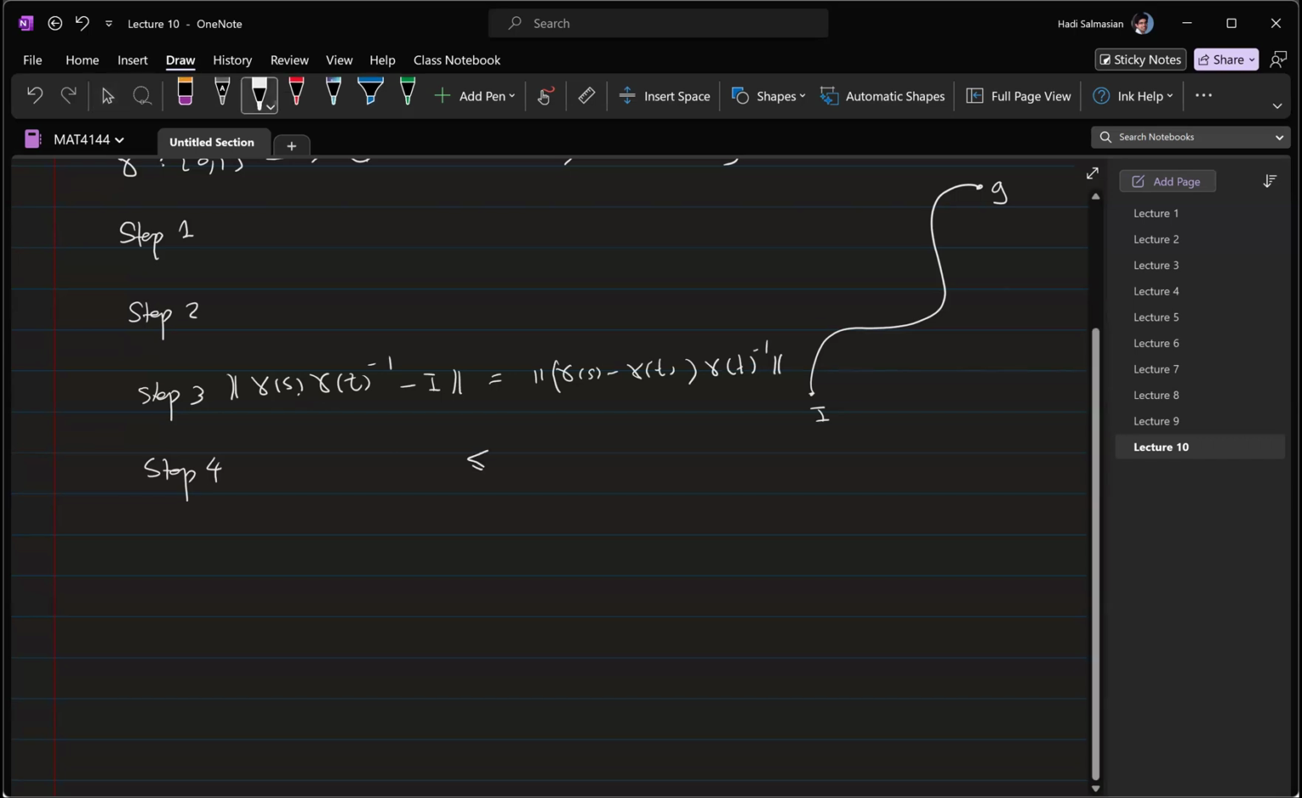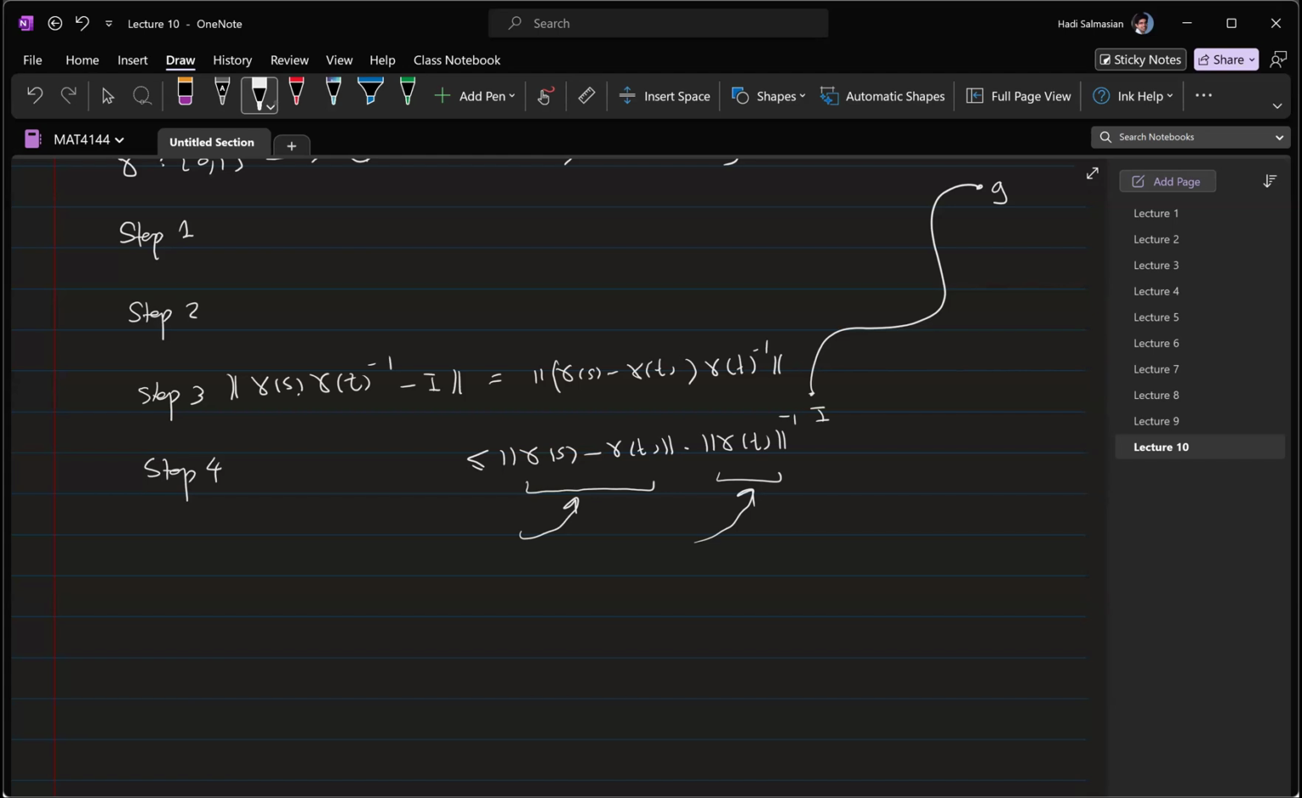And now the norm is a multiplicative norm. The Hilbert-Schmidt norm is multiplicative. So this is less than or equal to norm gamma S minus gamma T times norm gamma T inverse. So now if we can show that for S and T sufficiently close to each other in the interval 0, 1, both this quantity and this quantity are controllable. And in fact, we want to show that this is very small and this one cannot be too large, then you're done. Then this difference, gamma S gamma T inverse minus I, will be small and it will be an exponential. Okay, is it all good?